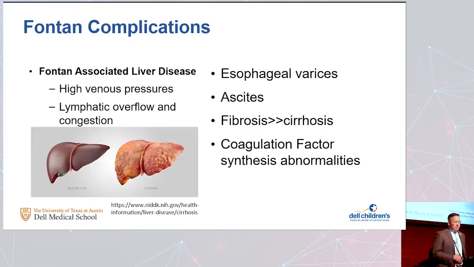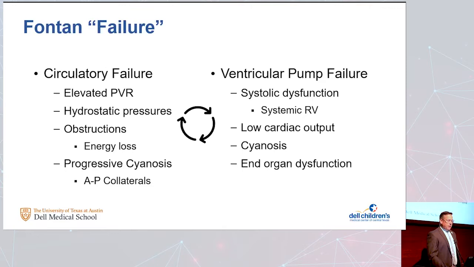Other problems we see with these patients, once again due to higher venous pressures, we have Fontan-associated liver disease. So lymphatic overflow and congestion of the liver as well. This can lead to esophageal varices, ascites, fibrosis and cirrhosis of the liver. And once again, because of the poor synthesis and disease of the liver, we can have coagulation abnormalities. You can see some recurrent themes of feedback mechanisms that cause some of these problems.